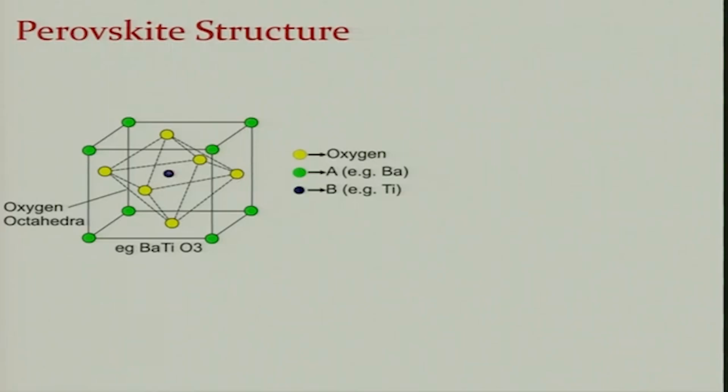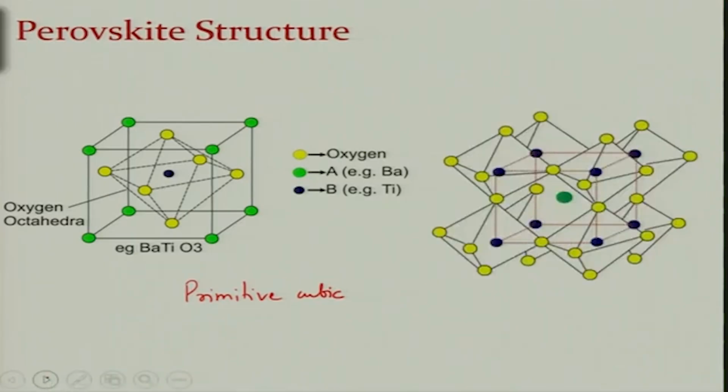The titanium occupies the body center, which then becomes octahedrally coordinated by oxygen atoms, and the barium atoms go to the corner. So, although this looks like a face centered cubic kind of structure, it is not face centered because the corner atoms are different from the face centers, and it is also not body centered because the body center atom is different. As a result, this is a primitive cubic lattice. You can also represent this structure a little differently.